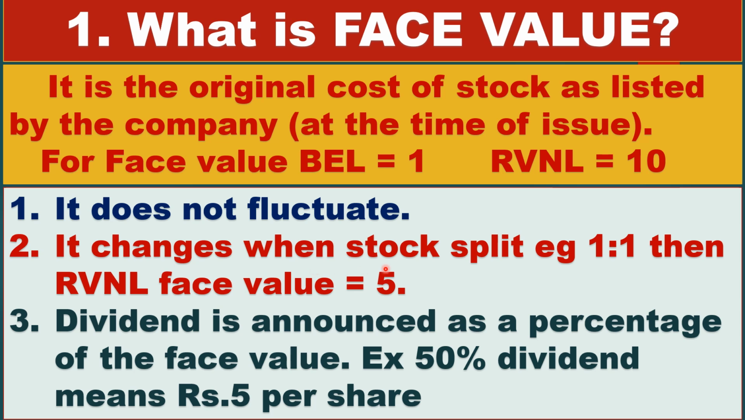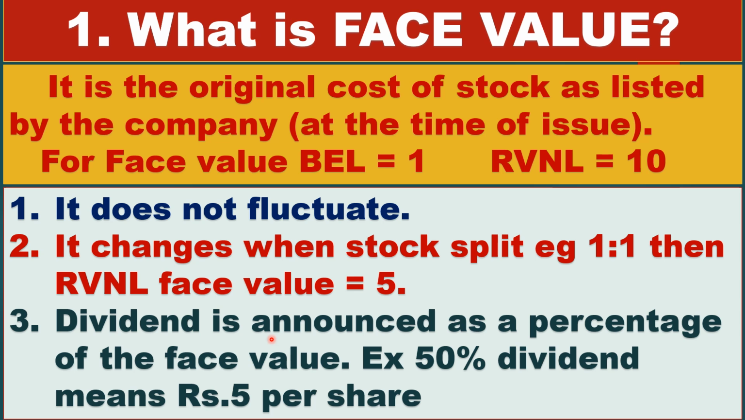It changes when there is a split in the stock. For example, Cochin Shipyard last year announced bonus, and CDSL this year announced bonus shares 1:1. Suppose you have 20 shares, then your shares will now become 40 shares. In such cases, the face value changes. It changes when the stock splits, for example 1:1, then the RVNL face value becomes 5. Okay.